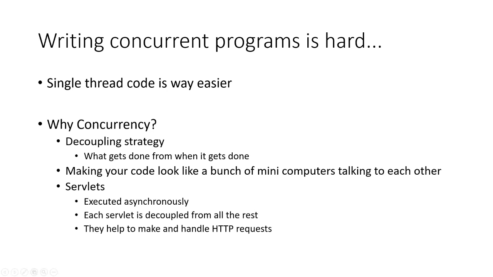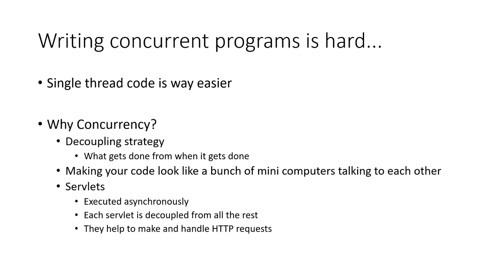Concurrency can be very useful. It can make your code look like a bunch of mini computers talking to each other, as the author states in this chapter. One example of concurrency is when using servlets. Java servlets are a way to handle HTTP requests, so there are ways to make basically an API. You have endpoints that you can execute HTTP requests to: your gets, your posts, your puts, your deletes, etc.